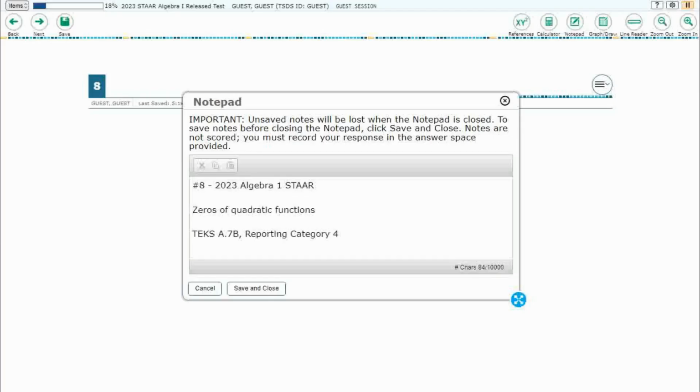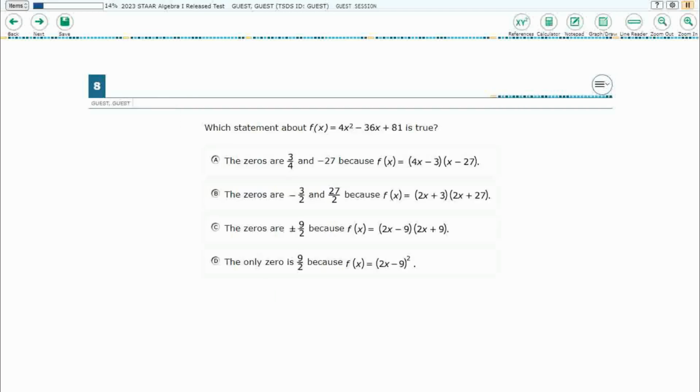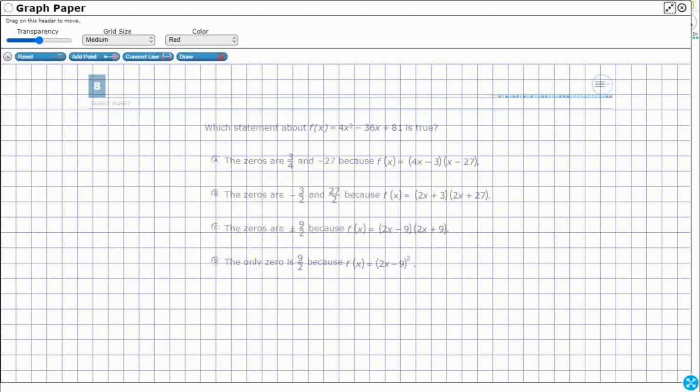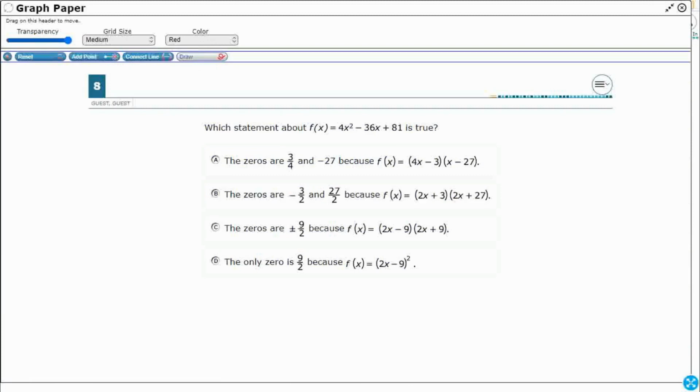Now we are looking at number 8. This concept is looking at the zeros of quadratic functions. TEKS 8.7b in reporting category 4. And we're just looking at a statement that needs to be true about this quadratic function here, and they're asking about the zeros. So we're looking specifically at what are the zeros, or what are the solutions, the x values that make f of x, right, equal 0.